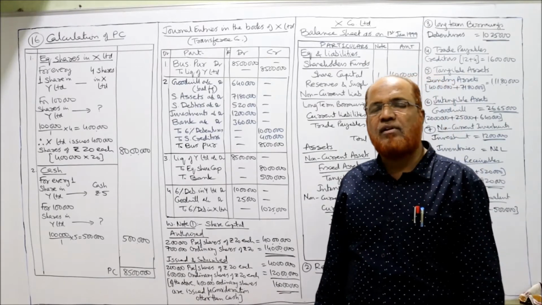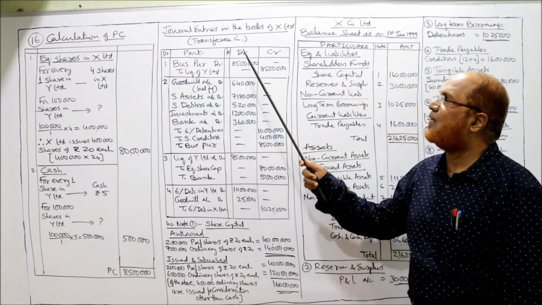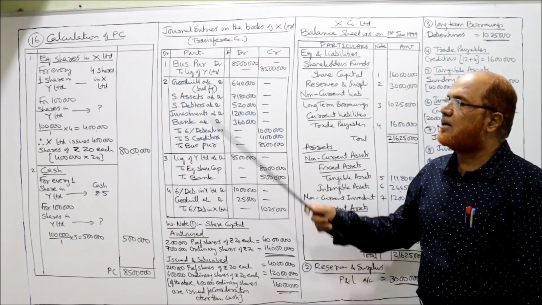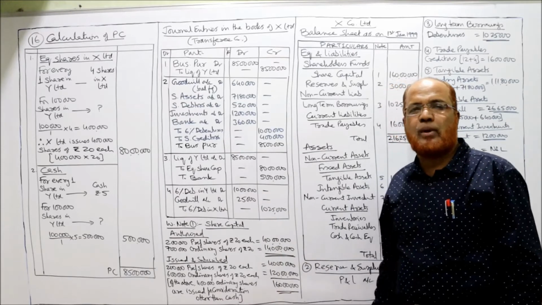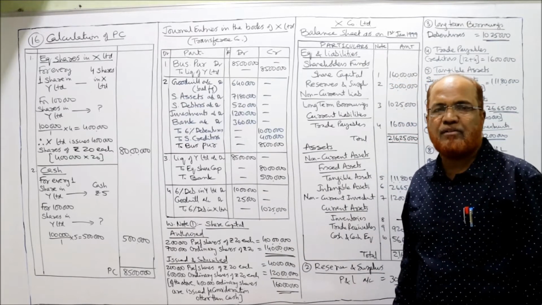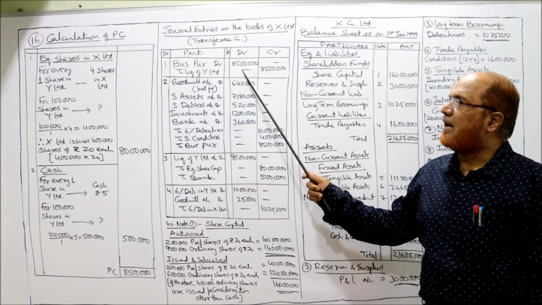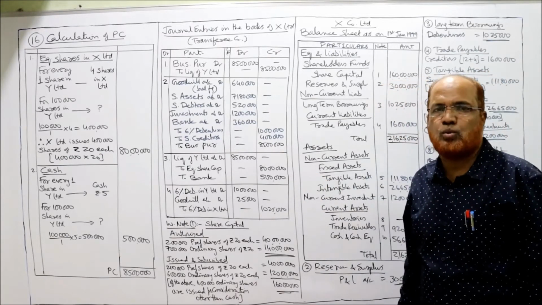That's it. Now we'll pass the journal entries in the books of X Limited, transferee company. The first entry as usual, Business purchase account debit to liquidator of Y Limited, vendor company Y Limited, 85 lakh. Being the business purchased and PC due.